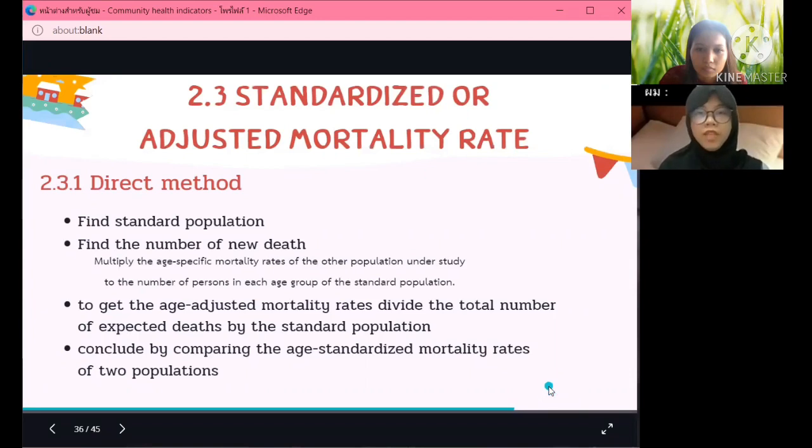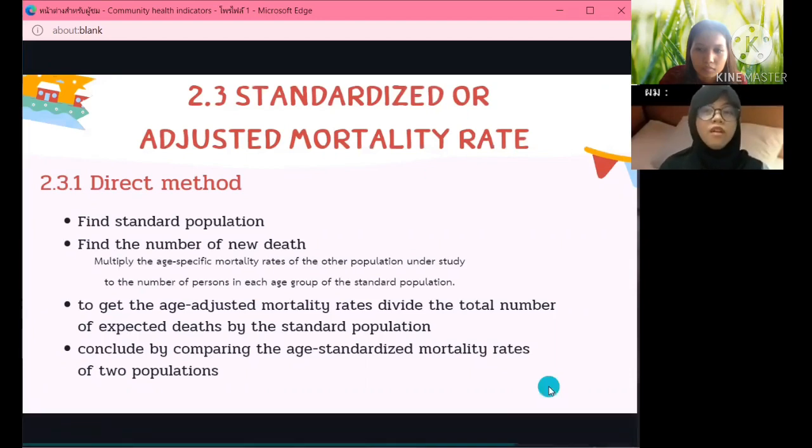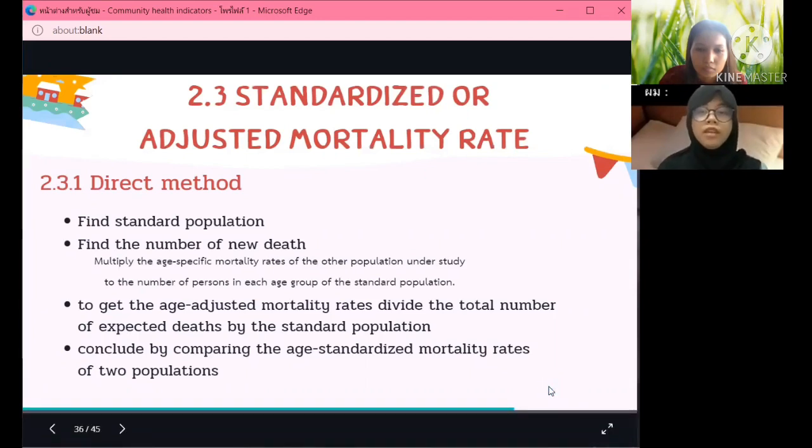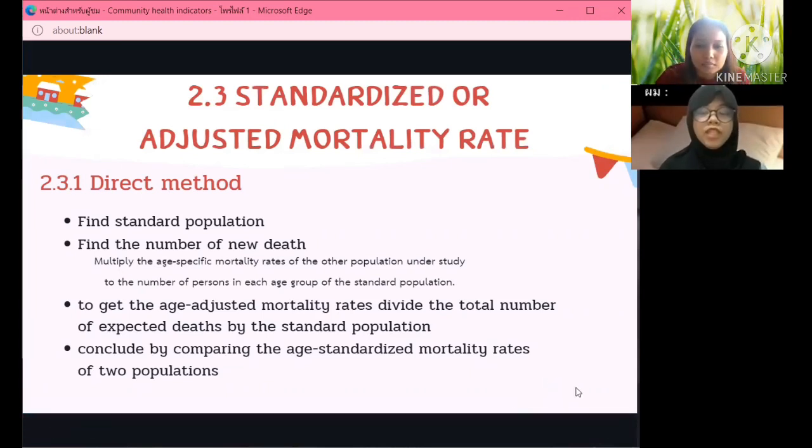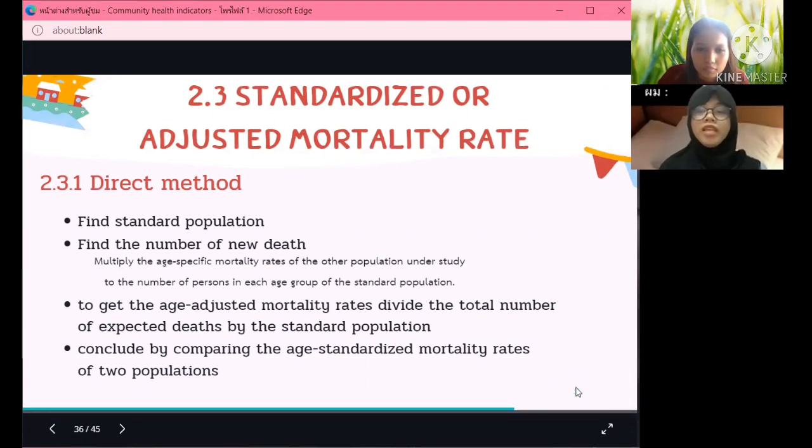The first is the direct method. Find the standard population, find the number of expected deaths. To get the adjusted mortality rate, divide the total number of expected deaths by the standard population. Conclude by comparing the age-standardized mortality rates of two populations.